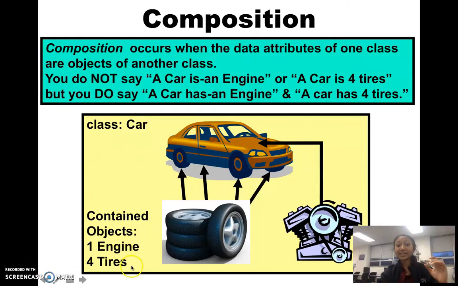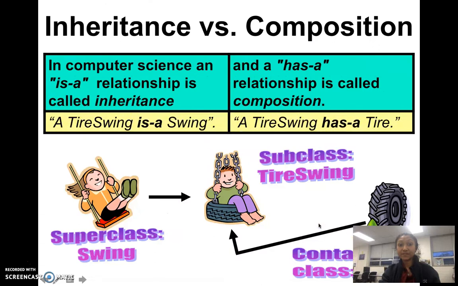Imagine you made an engine class and a tire class. But in order for you to build your car class, you sort of need to use these data types, the engine and the tire. So whenever the data attributes of one class are the objects of another class, that's when composition comes into play, right? In order to build my car class, I need to use my tire class and my engine class. That's composition.